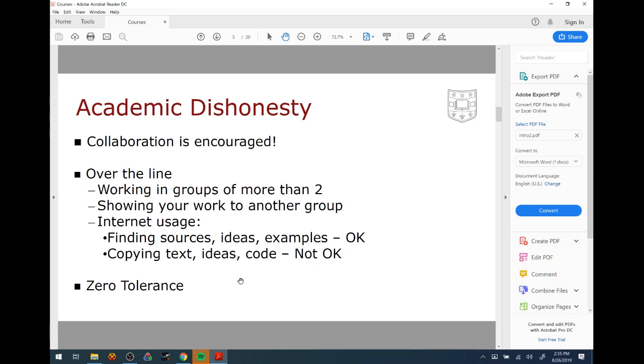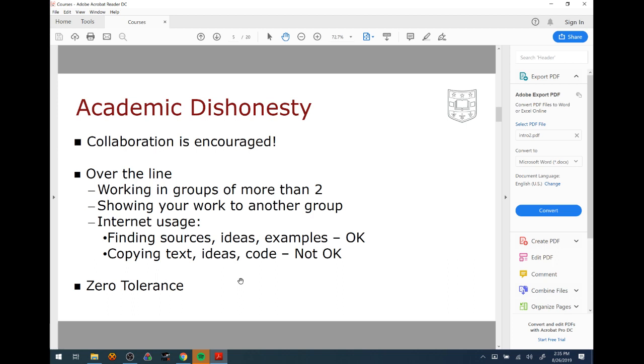Academic dishonesty. This is something that is very important to me, something that has actually been a problem in the computer science department lately. Collaboration is encouraged. That's why I'm allowing you to work with partners, but there is good collaboration and bad collaboration. Examples of things that would be over the line would be working in groups of more than two students. That is strictly prohibited.